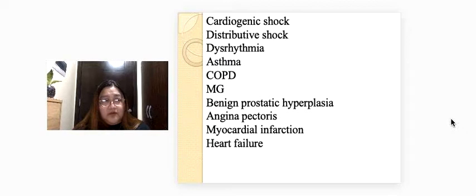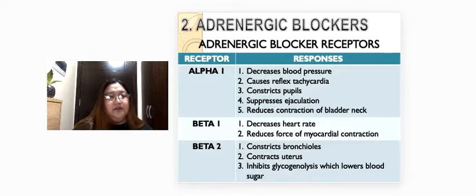Yung heart failure, no, usually these are complications of many heart problems because of ineffective heart contraction, nagkakaroon ng heart congestion sa heart failure. So, angina, MI, and heart failure, pwede dyan yung mga beta 1 adrenergic drugs.